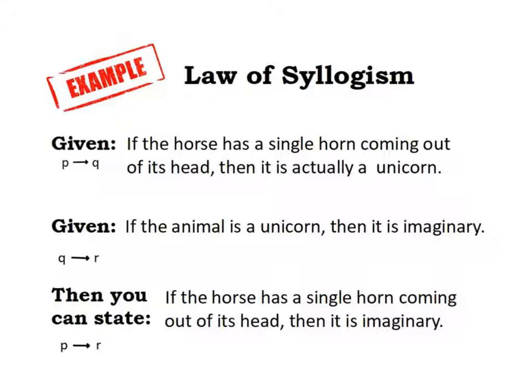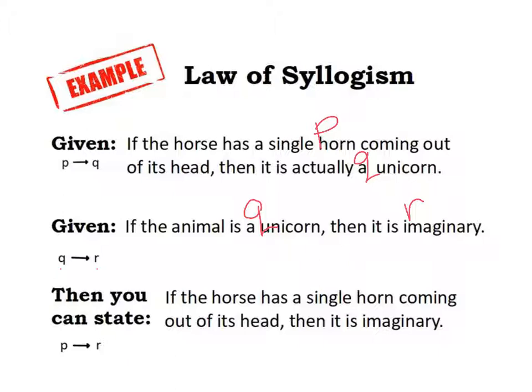So here we go. Here's my P and Q. If the horse has a single horn coming out of its head, then it's a unicorn. We talked about that, yes. So that's an if-then. If P, then Q. And then I have to follow up with an if Q, then R. So I've got to talk about the unicorn again. That's how it's got to start. If it's a unicorn, then it's imaginary. That's something new. All of a sudden, you're going to have this third thing going on now.